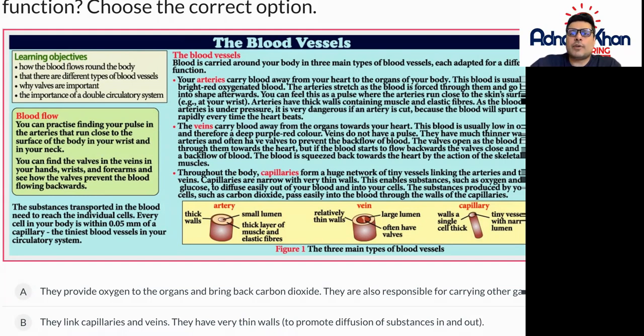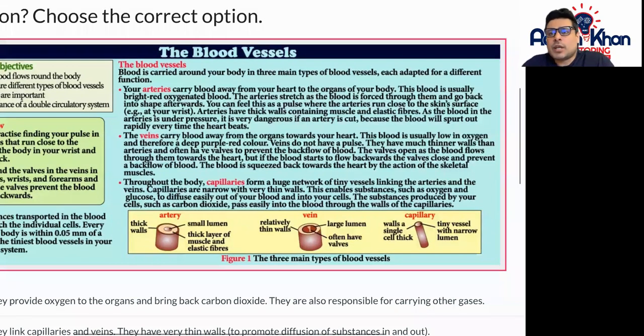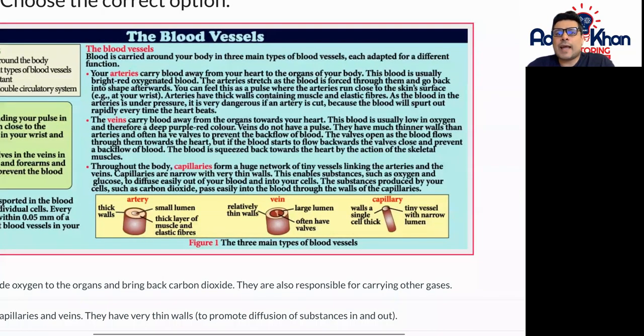So there are three different types of blood vessels in our bodies. Firstly, we have the artery, which carries blood away from your heart to the organs of your body. Then we have the veins, which carry blood away from the organs towards our heart. And finally, throughout our body, we have capillaries, which form a huge network of tiny vessels linking the arteries and the veins together. So have a read of these three different blood vessels and what they do in detail.